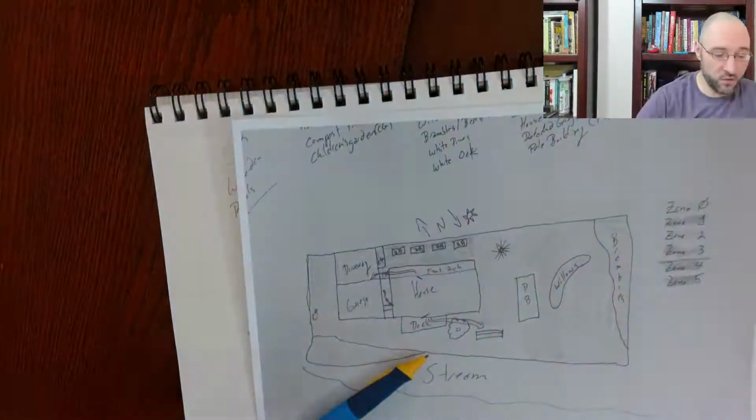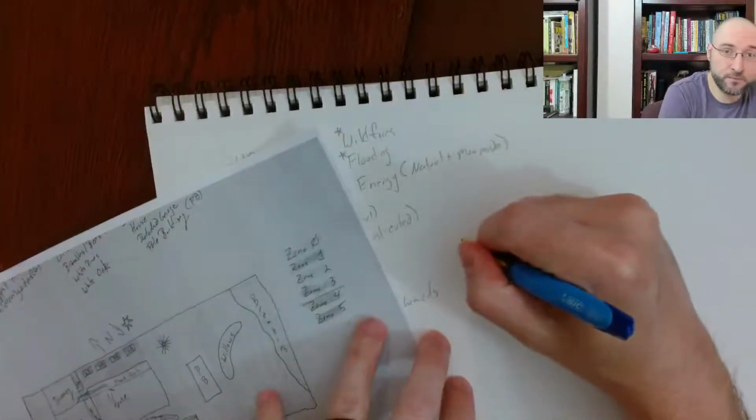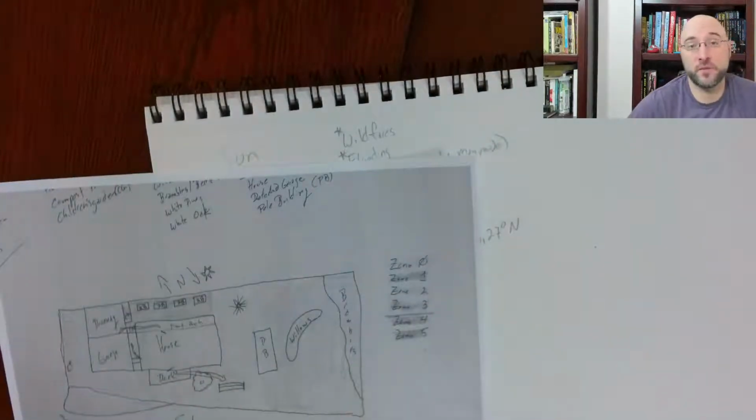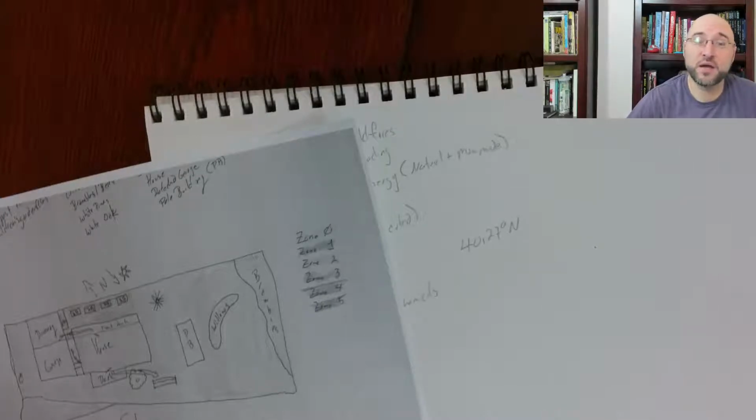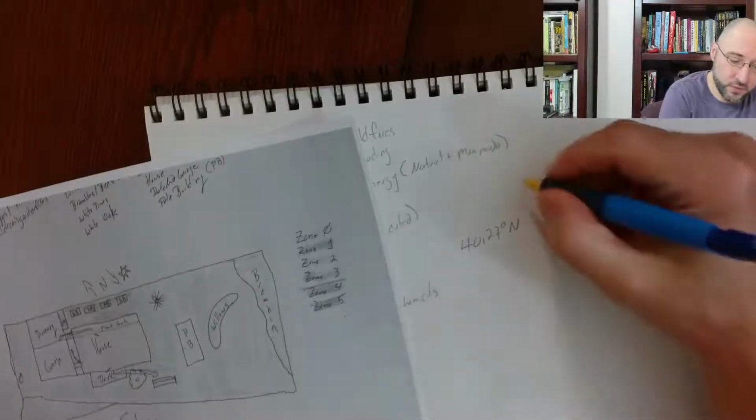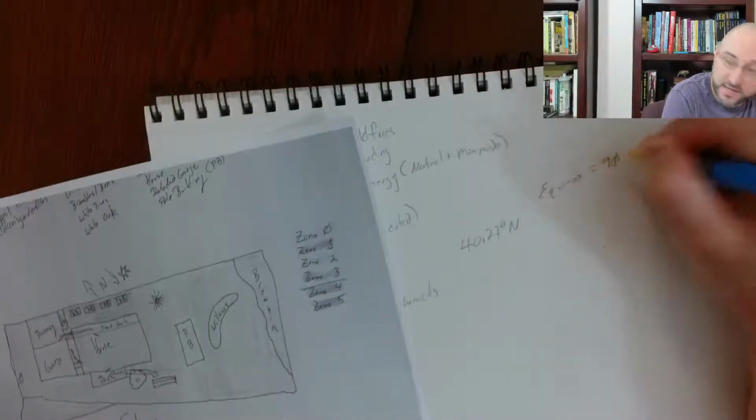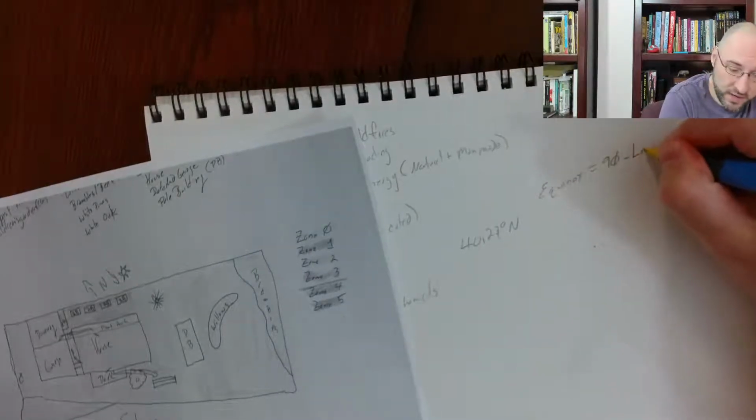And so this home site is located near Harrisburg, Pennsylvania, which is at 40.27 degrees north. And I can use this latitude information based on a formula that Peter Bain gave in his book, The Permaculture Handbook, to calculate what my sun angles are going to be throughout the year. And so for this, the equinox equals 90 minus latitude.